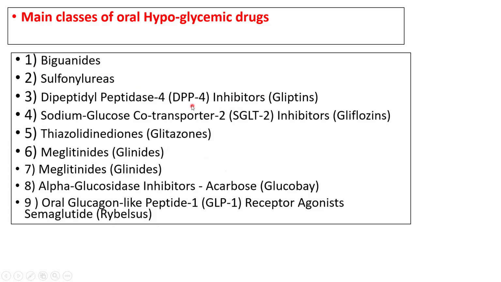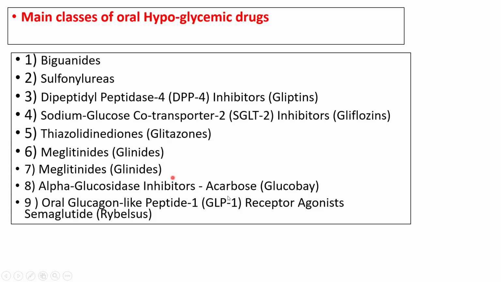Then in this slide, DPP4 inhibitors, that is gliptins. Then SGLT2 inhibitors, that is gliflozins. Next is glitazone, very common. This is commonly used, glitazones. Write down, glitazone, commonly used. Next, glinides, commonly used, meglitinides, that is glinides, commonly used.